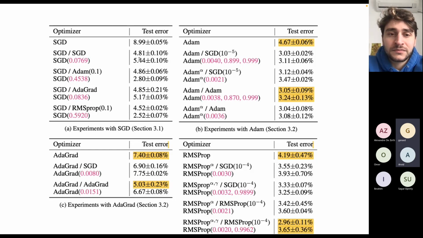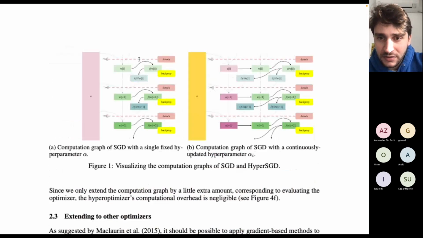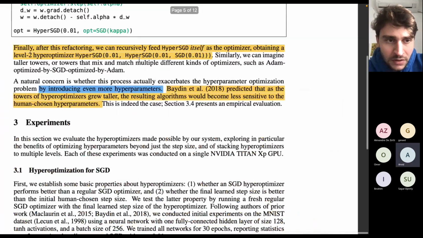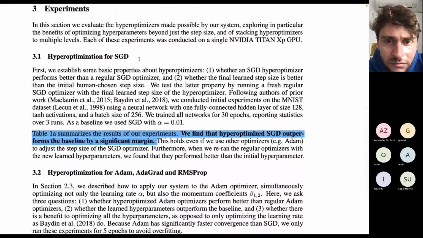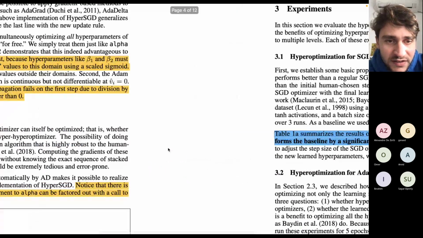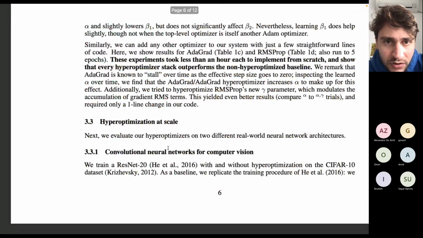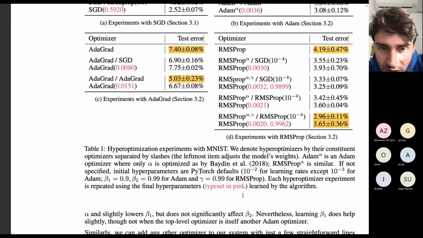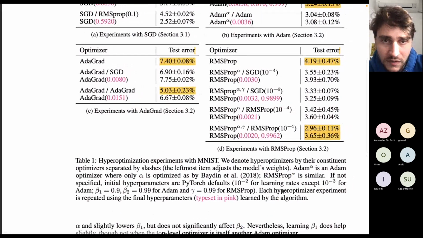Yeah, no, I guess just an observation. I think the red numbers are what alpha ultimately converges to. Let's check that real quick. Oh, actually, I think it says it in the caption: each hyperparameter experiment is repeated using the final hyperparameters typeset in pink learned by the algorithm. So whatever it converged to.